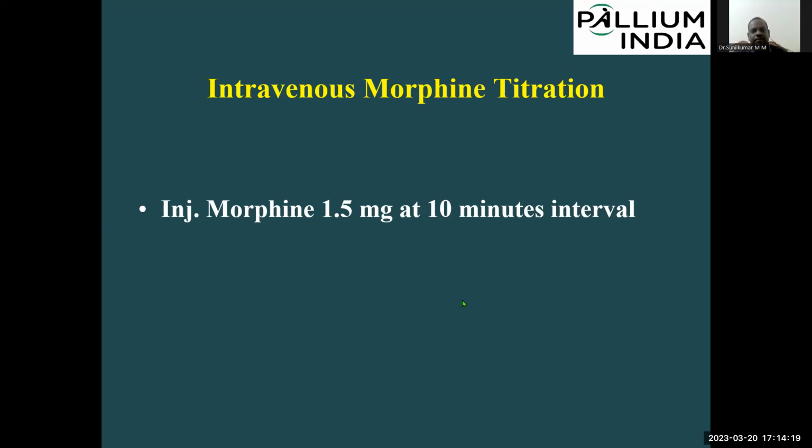But the immediate side effect that you need to expect with this 1.5 milligram of morphine is nausea and vomiting. Okay, so you have to give an antiemetic to prevent nausea and vomiting. So usually we give injection metoclopramide 10 milligram IV before starting intravenous morphine titration.